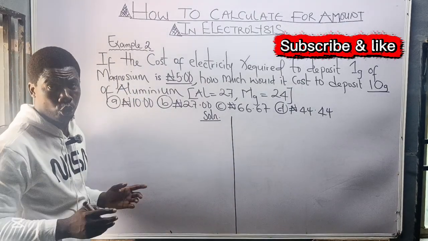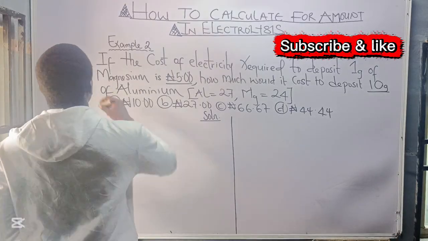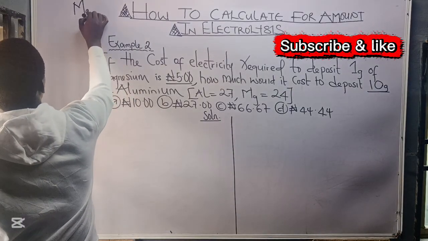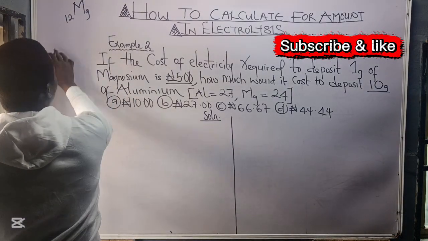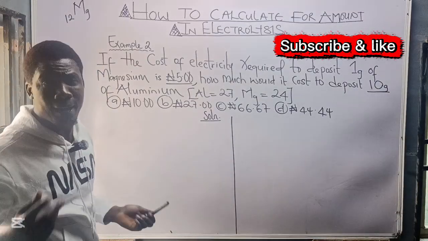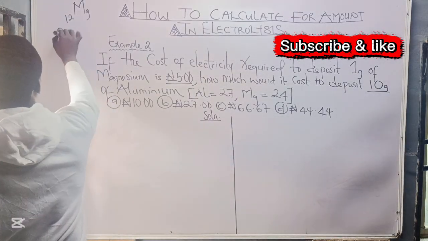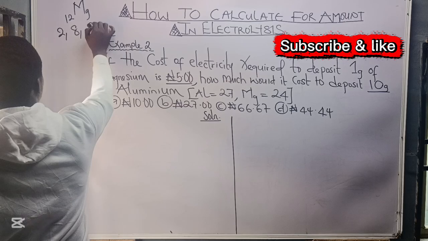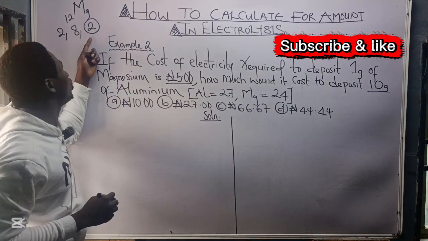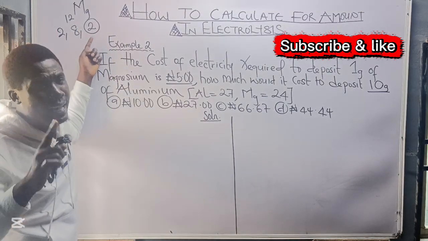And you know for sure that magnesium has an atomic number of what? Of 12. And if I write the electronic configuration for magnesium, it's going to be 2, 8, 2, making magnesium a divalent ion.